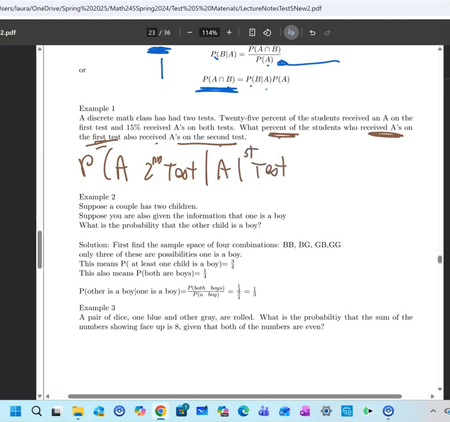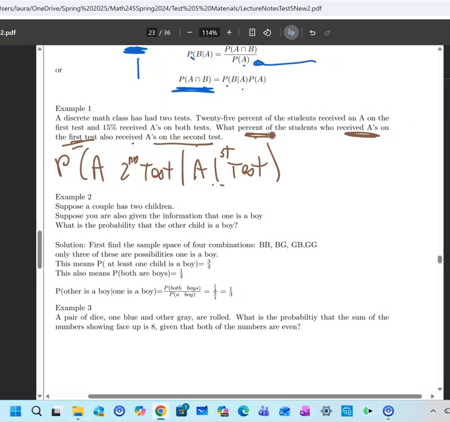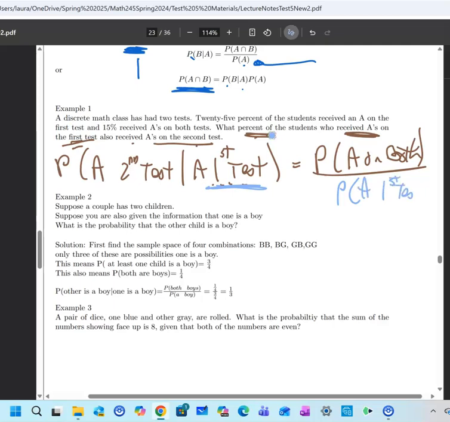There's no necessary notation for this. You just need to figure out what they're asking. The given condition is the A on the first test. So what that turns out to be is the probability of an A on both tests, divided by the probability of an A on the first test.